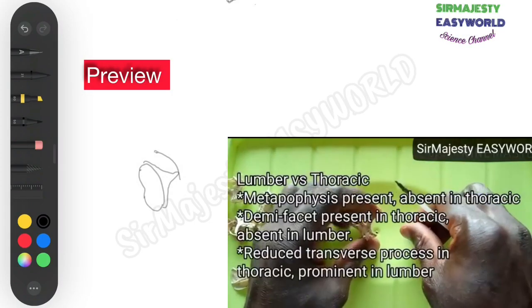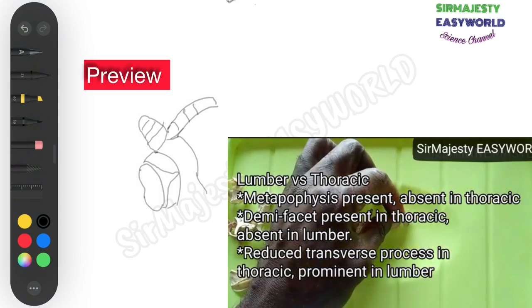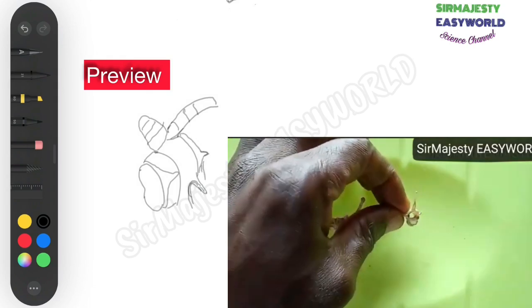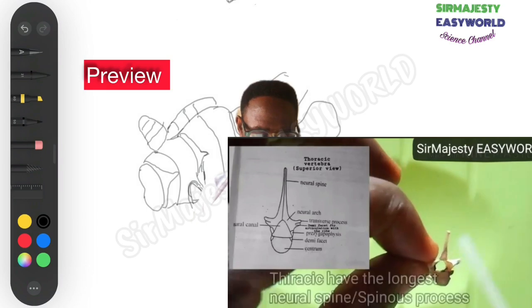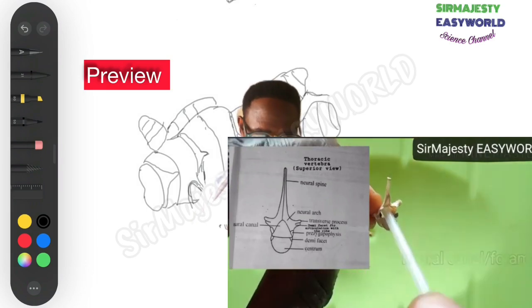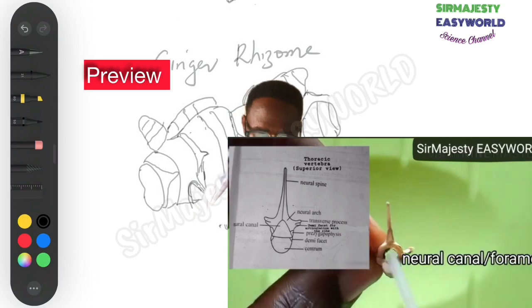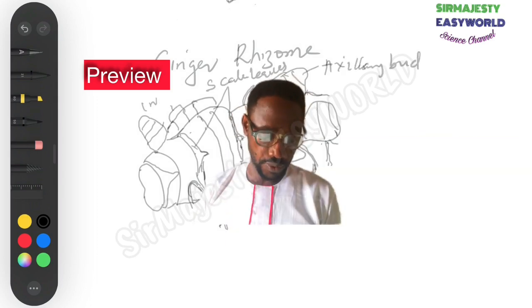Which is the thoracic vertebra, as you can see. The one I'm holding now is the thoracic vertebra, and the distinguishing feature is that it has the longest neural spine. That's the longest spinous process. That's the hallmark. Then that's still the neural canal for the passage of spinal cord. That's the body or the centrum.